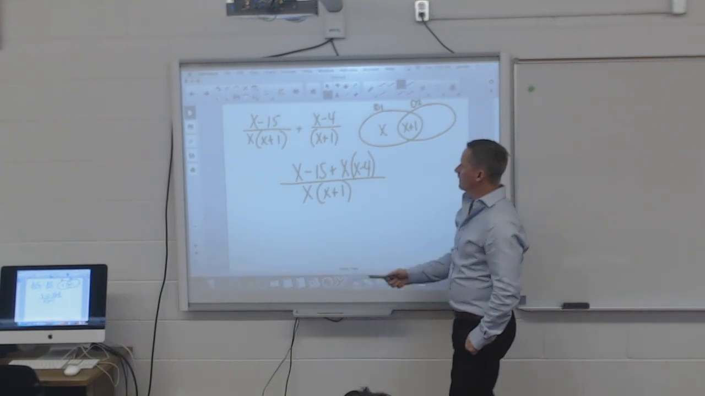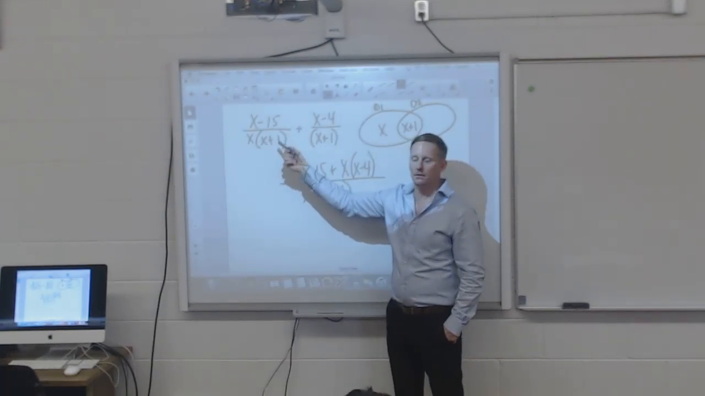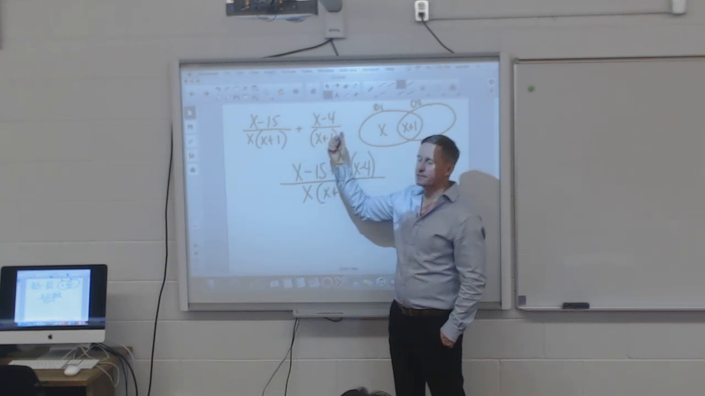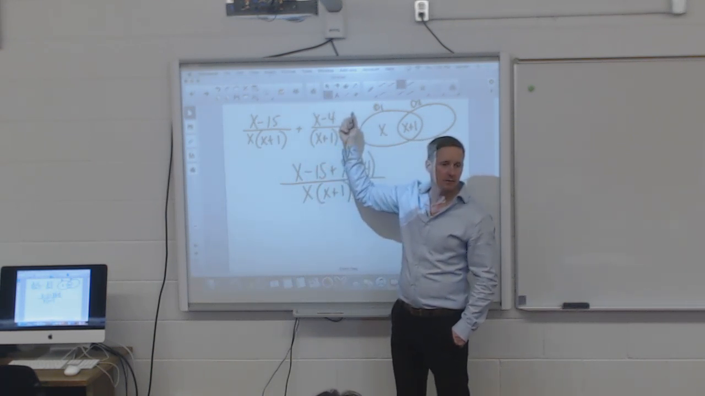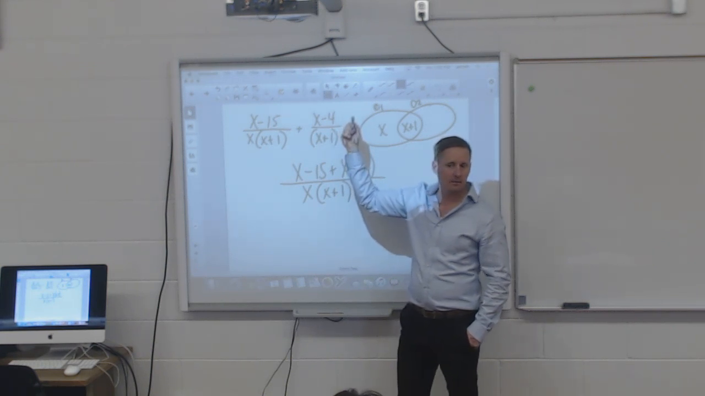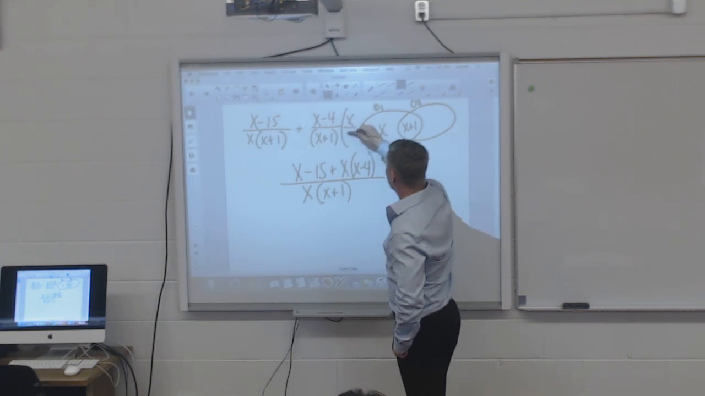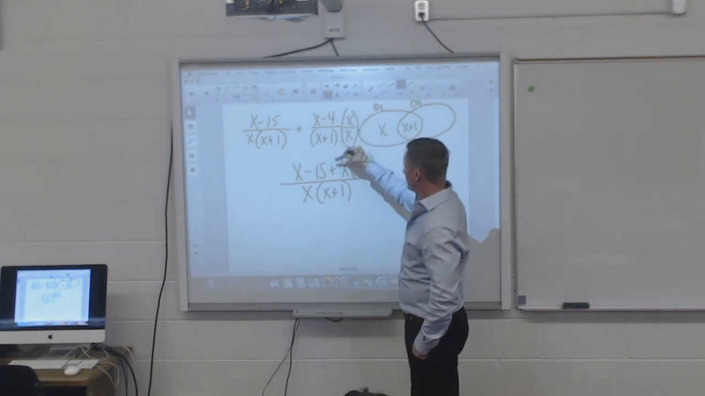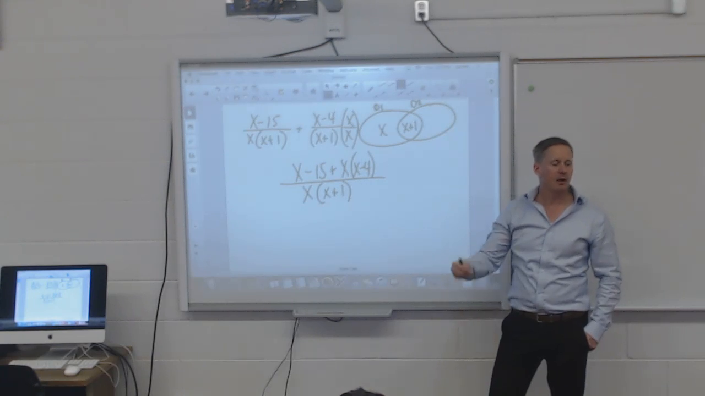Okay? This guy wasn't missing anything. That is my denominator, this here. This guy's missing an x on the outside. So I got to times the top and bottom by x. You get that? Anybody not? So I'm going to times the top by x and the bottom by x. That way I get to x times x plus 1. Whatever I do to the bottom, I have to do to the top.